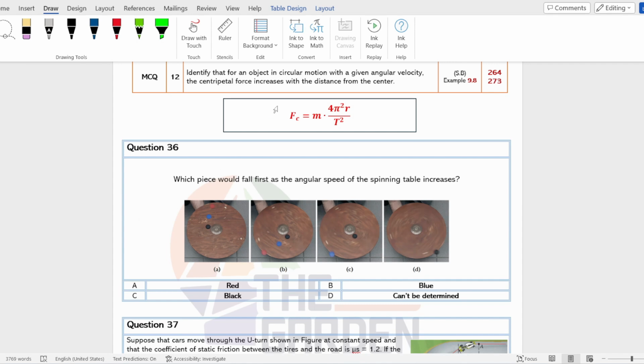The relationship between the centripetal force and the period of rotation, or time period, is inverse. So Fc is inversely proportional to the square of T, while the centripetal force is directly proportional to R, and also directly proportional to M. So we always use this equation to know the relationship between R, T, M, and centripetal force. Let's take question 36.